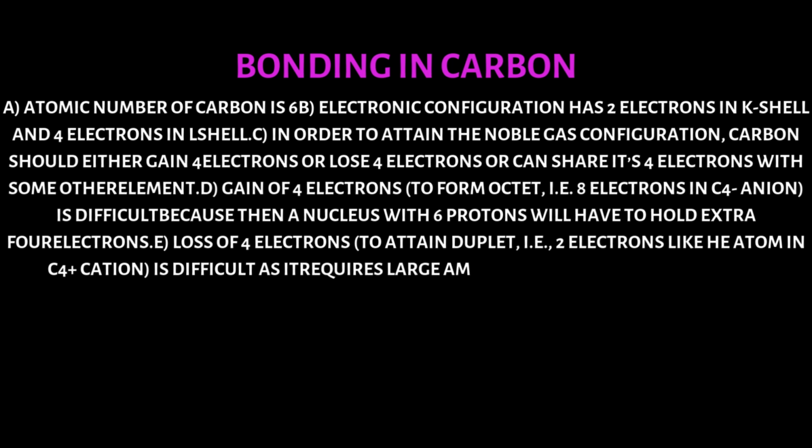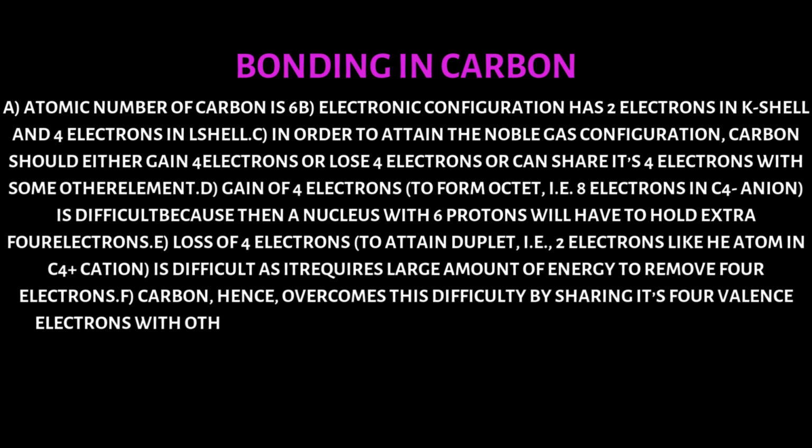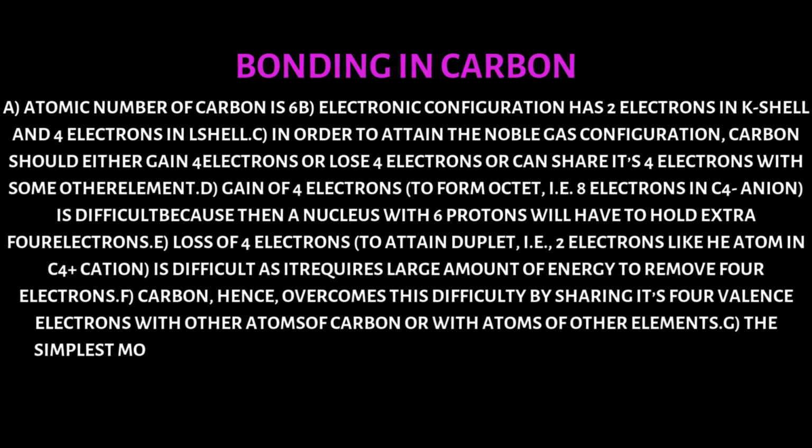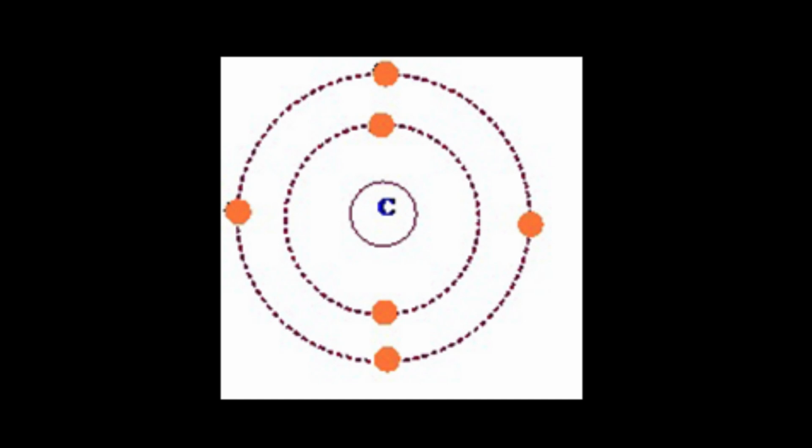D. Gain of 4 electrons to form an octet, i.e. 8 electrons, in the C4- anion is difficult, because then a nucleus with 6 protons will have to hold an extra 4 electrons. E. Loss of 4 electrons to attain a duplet.